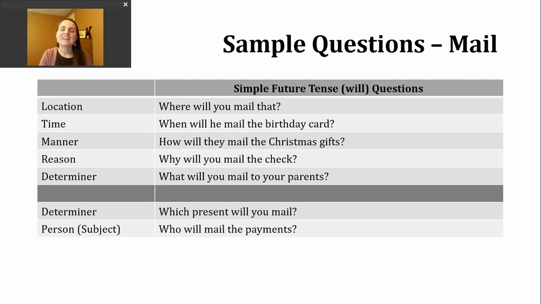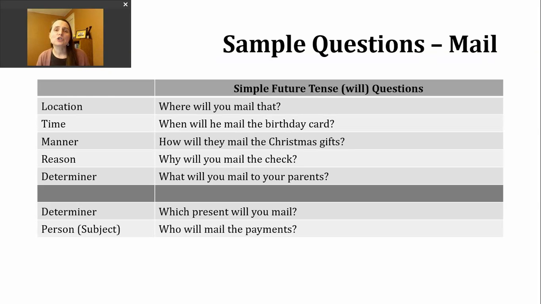We also have another category of question words. They're called determiners. So generally they're telling us what object is receiving an action. So we have the example, what will you mail to your parents? Right? So this is, again, asking us to list something, some type of object.